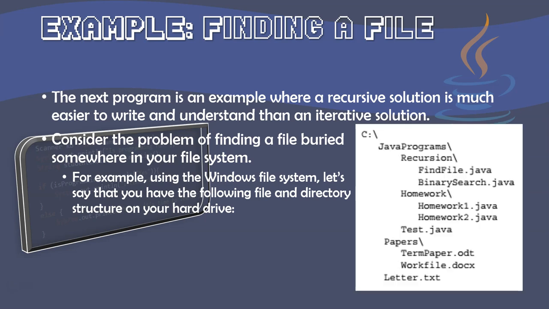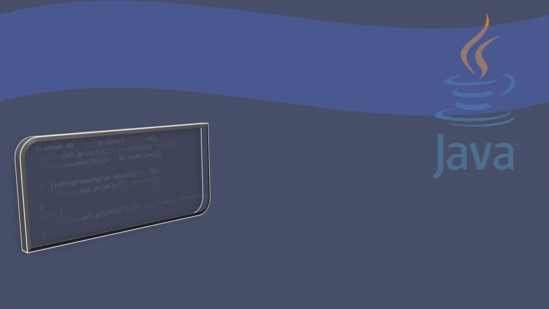So it's going to have, let's say, C:, Java programs, recursion, find file, etc. You can have homework, test Java. You have another layer called papers. There's a lot of stuff here, even in this little example. Obviously, there'd be a lot more on here, but this is just an example of how the structure might be.